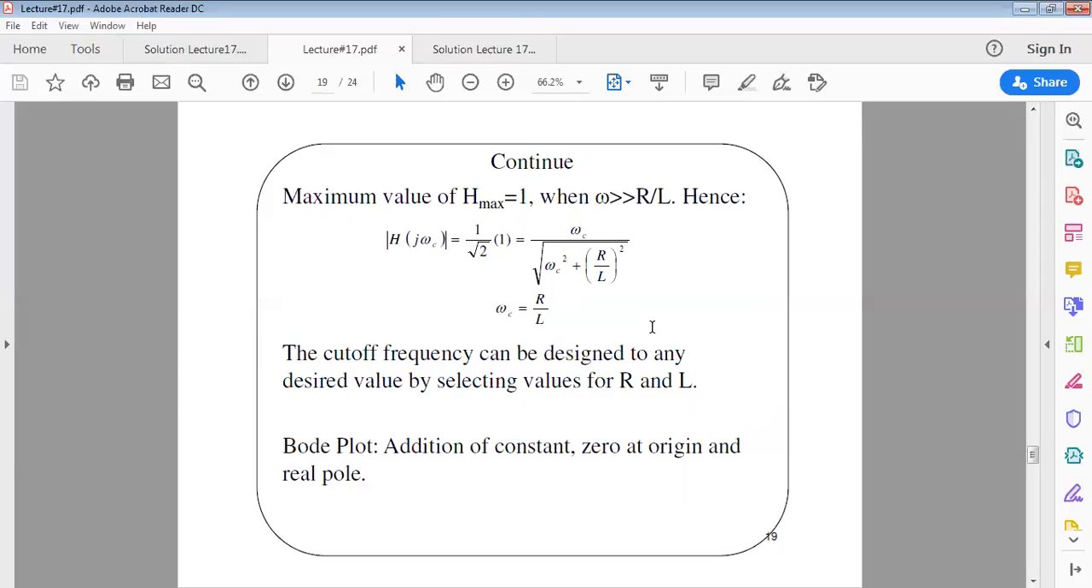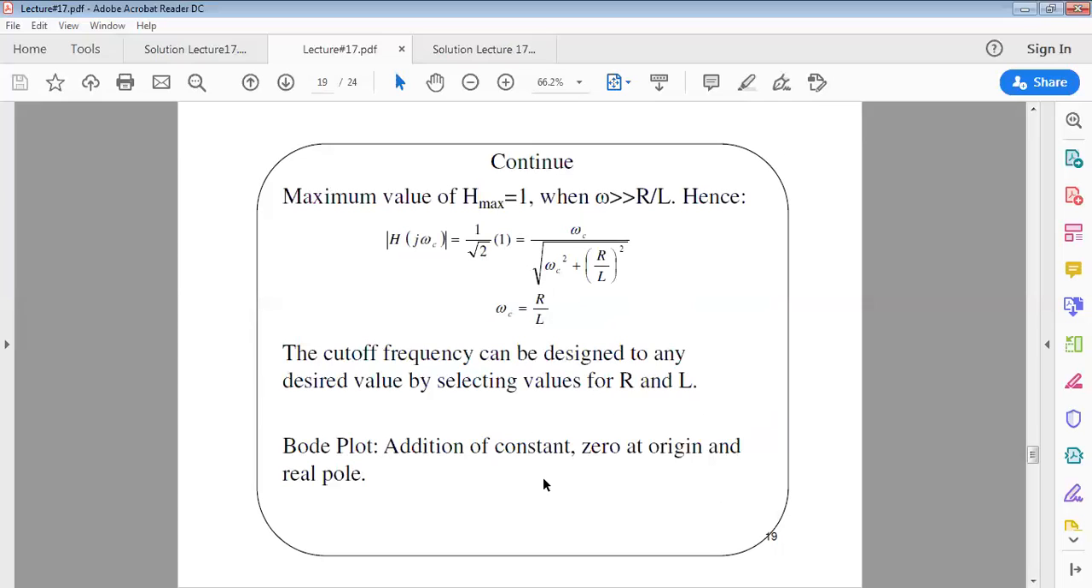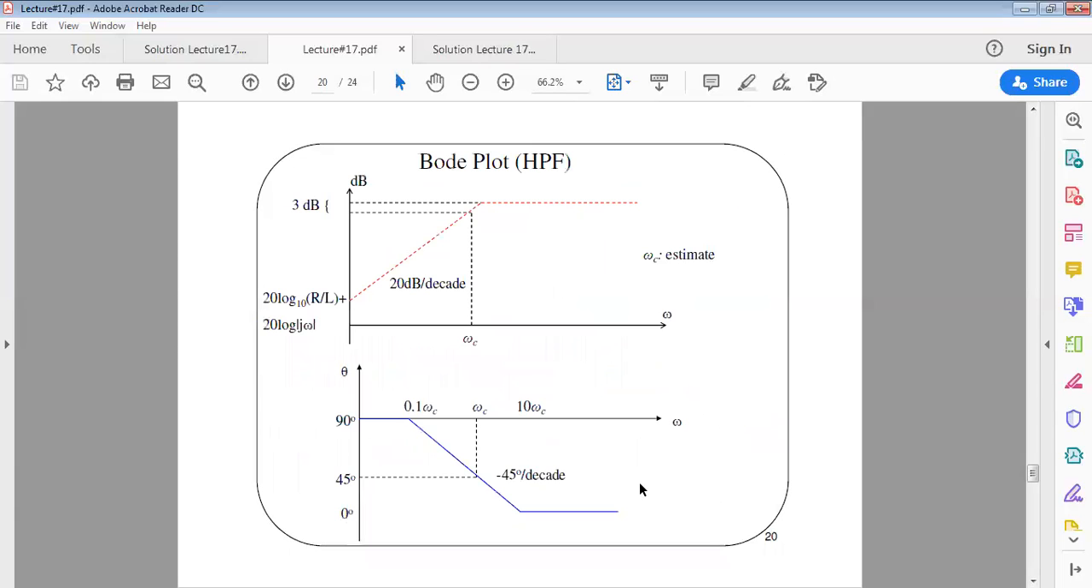Okay, so again, if you look at this transfer function, the common components for the high pass filter will be a zero at the origin and a real pole. And sometimes we can also have a constant value to be part of your transfer function. Okay, so that should be the plot for the transfer function.